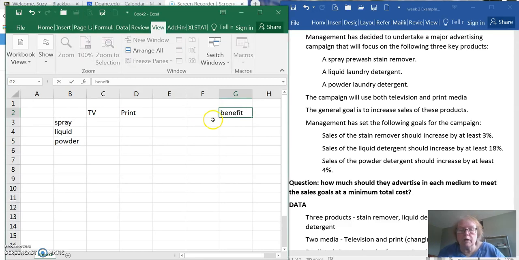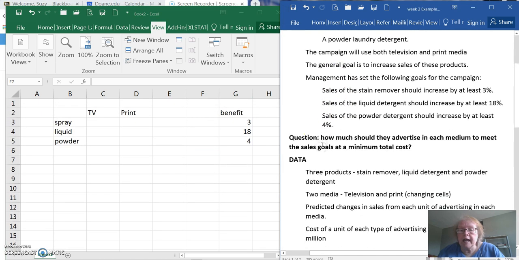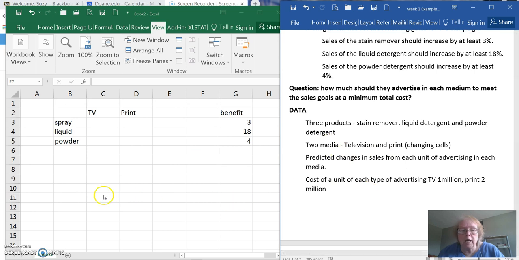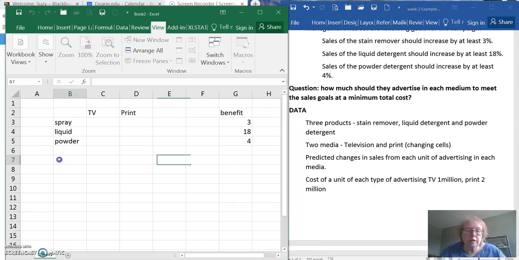Not available this time, but my goal I have to get over is I have to increase the stain removers by 3%, the liquid detergent by 18%, and the powder detergent by 4%. So those are my requirements right there. Okay, those are my general goals. Now I also know from my data down here how much the media cost. I'm told that the cost of a TV ad is $1 million and the cost of a print ad is $2 million. Costs more to print than TV. That's kind of weird, but it does.